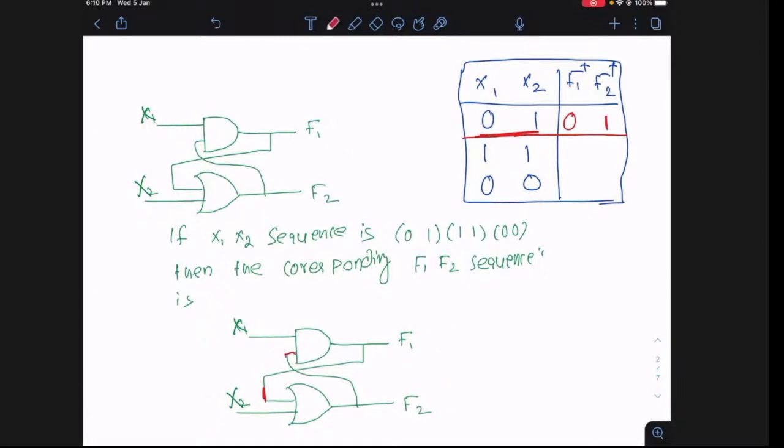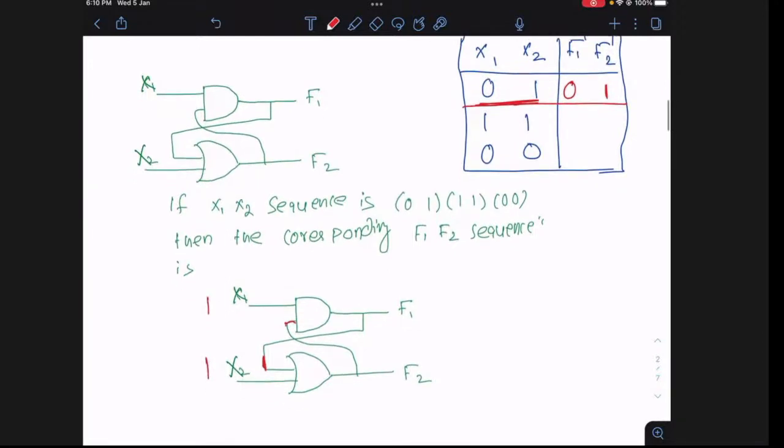Having said that, now let's go with 1, 1. If I'm giving the input 1, 1, then what's going to happen? If this is 1, then this is also 1. Once again, I'm repeating: if this input is 1, irrespective of this, this is 1. If this is 1, that means this is also 1. And if this is 1 and this is 1, then this is 1. So what I can tell is, if the corresponding input is 1, 1, the corresponding next state is also 1.